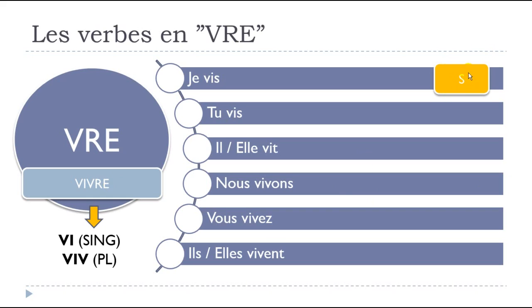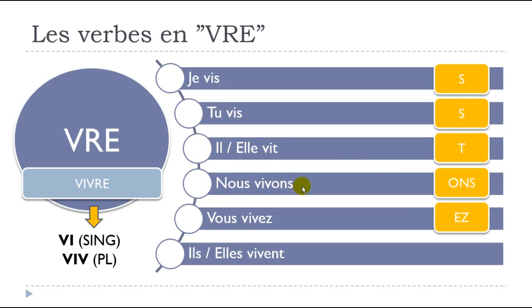Remember, for je it's S, for tu S, and for il T. This is the reason why we get je vis, tu vis, il vit, elle vit. And then for nous the ending is ONS, so you get nous vivons, then EZ, vous vivez, and after that ENT, ils vivent, elles vivent.